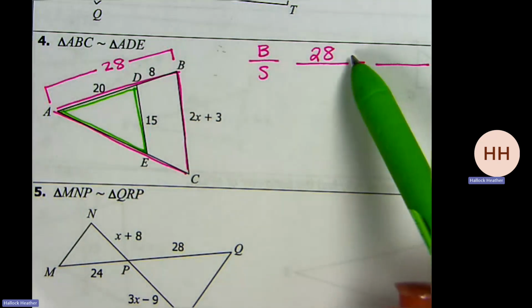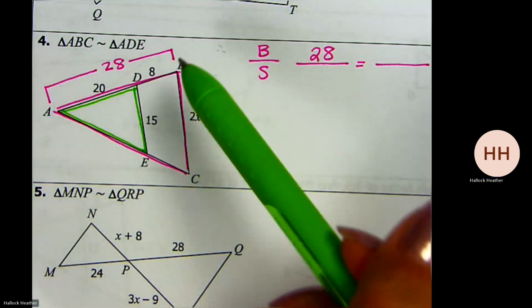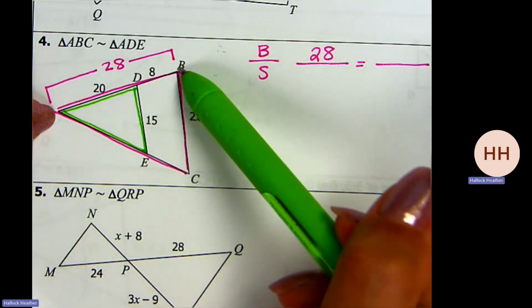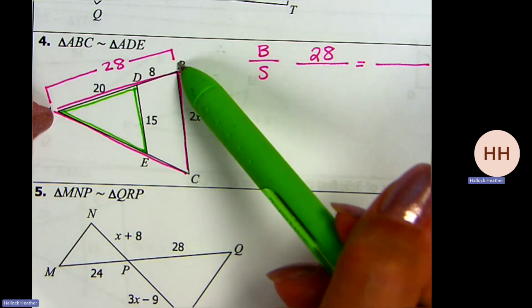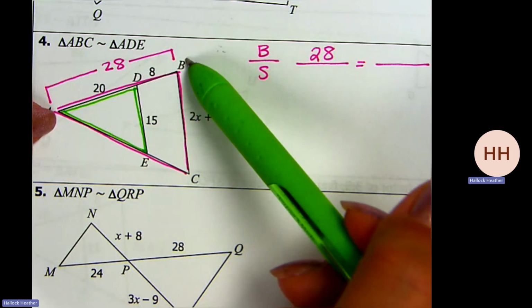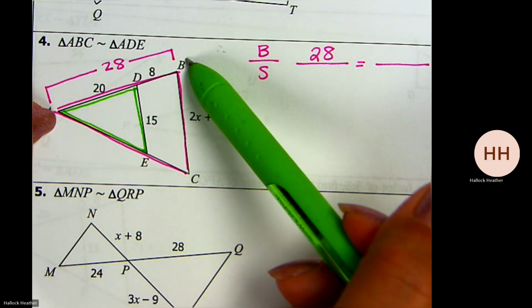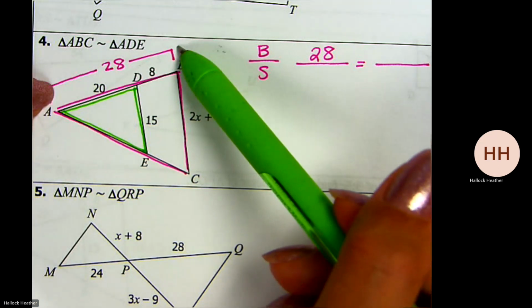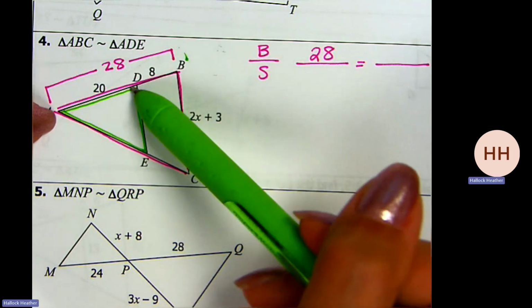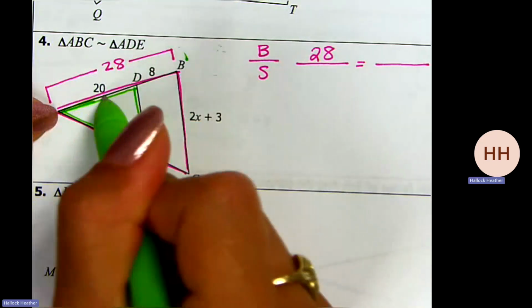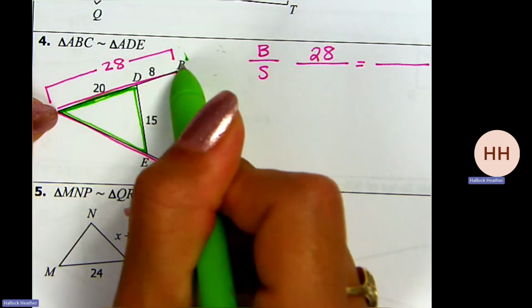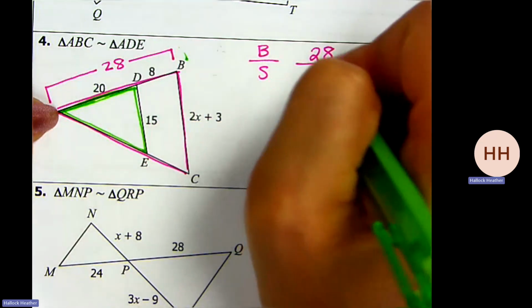So if 28 is the whole length of the large triangle, what is going to be the distance of this side on the small triangle? 20. So from here to here is 20. So that's going to be the same side, just on the small triangle, is going to be 20.